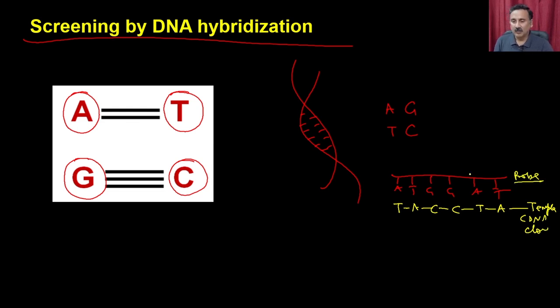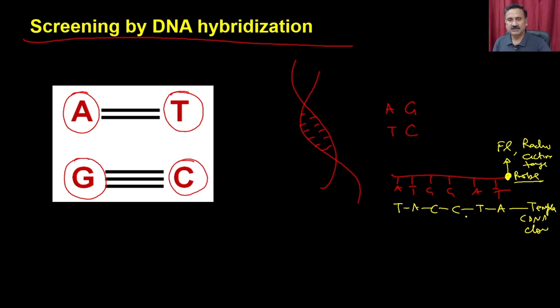Where the probe is binding, you have to put some kind of tag. You can put a fluorescent tag, or you can put a radioactive tag. So if you add the radioactive probe which has this sequence, it will go and bind to all the DNA sequences or gene sequences where this particular sequence is present.